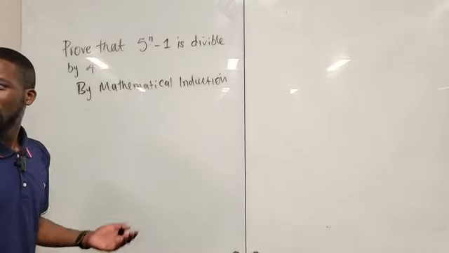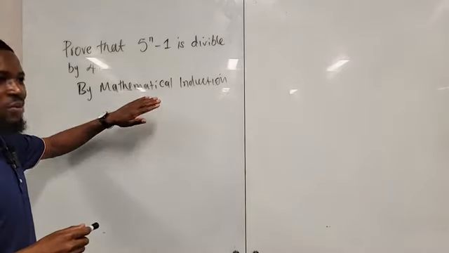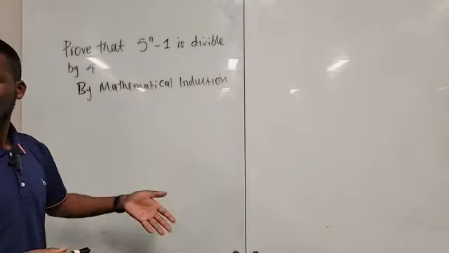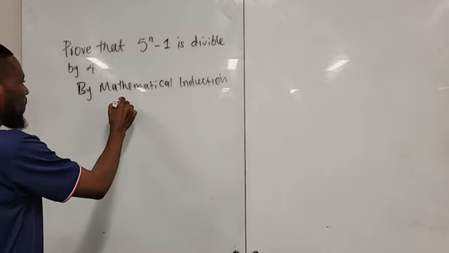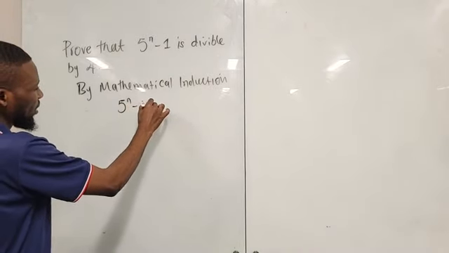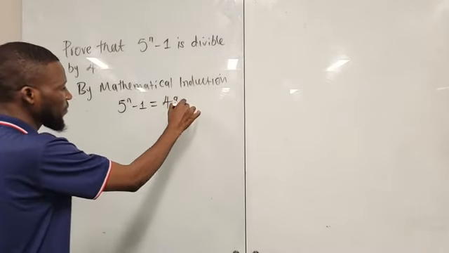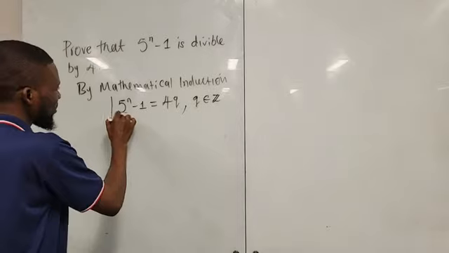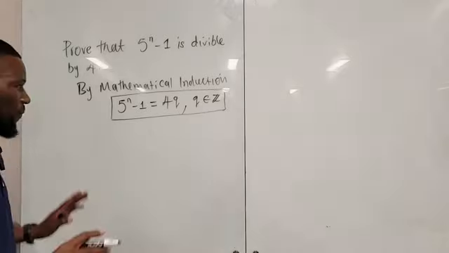Okay, so basically mathematical induction has 3 steps. The first one is the base case, where n is equal to 1. Then we are going to use our hypothesis, then we conclude, right? So our task is just to show that we can write 5^n minus 1 to be equal to 4 multiplied by q, where q is an integer. Okay, so this is what we want to prove. Very simple.